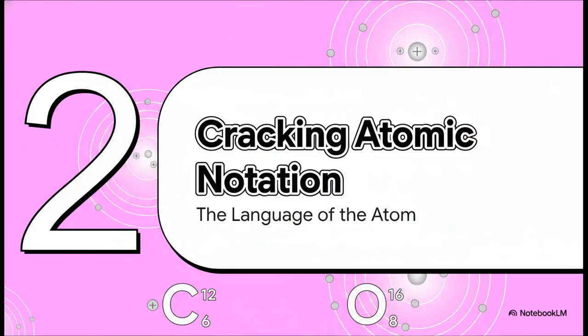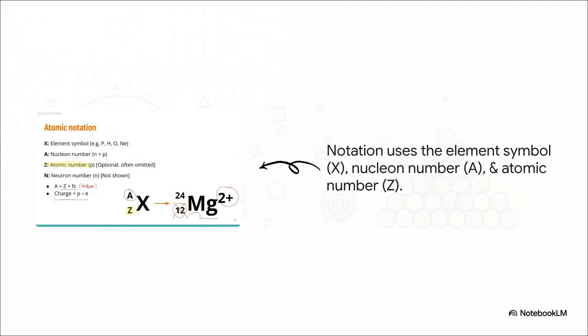Okay, so we've got a picture of the atom. Now, how do we write it down on paper? How do we speak its language? That's where atomic notation comes in. It's the shorthand chemists use to describe exactly what's inside any atom. Now, this might look a little technical, but it's actually super straightforward. X is just the letter for the element from the periodic table, like Mg for magnesium.